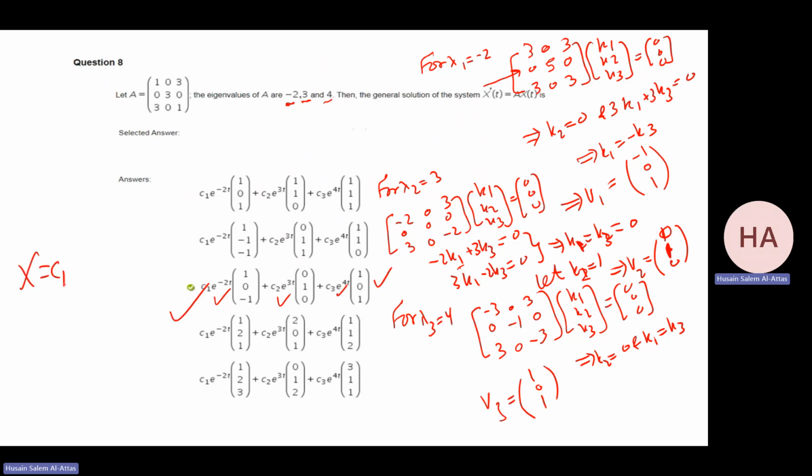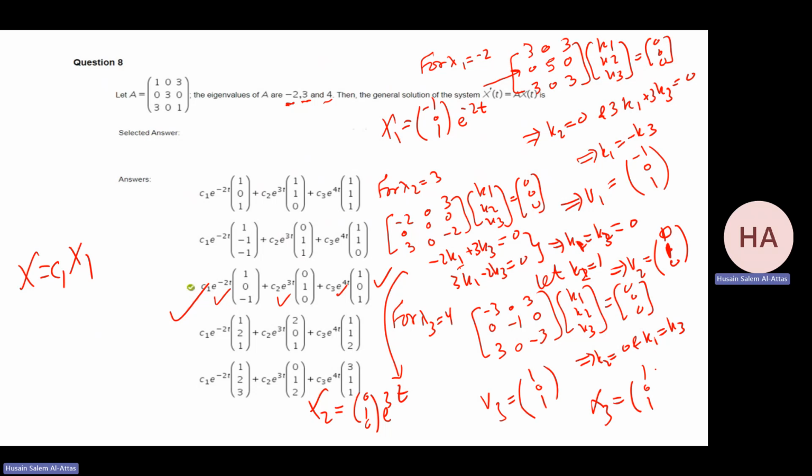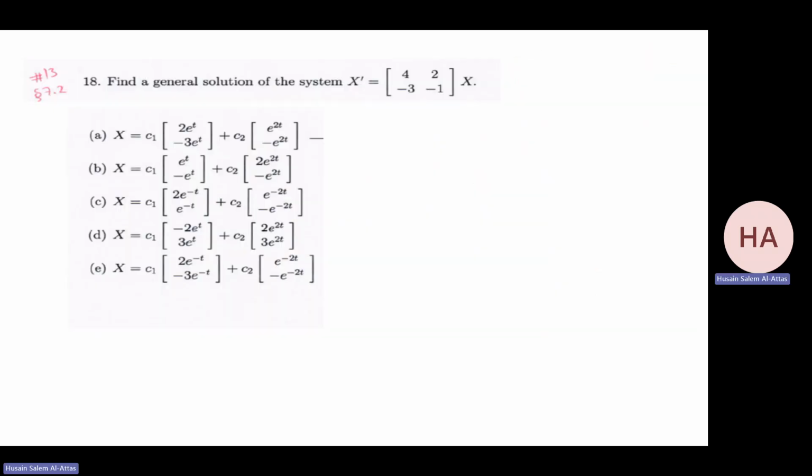So my answer will be C1. By the way, what is X1? X1 will be minus 1, 0, 1, e to the minus 2t. X2 will be 0, 1, 0, e to the power 3t. X3 will be 1, 0, 1, e to the power 4t. And that will be this. Yeah, that would be the answer. Find the general solution of this system.